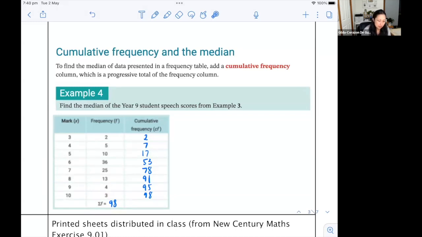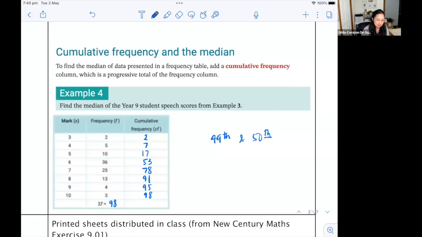So how do you use the cumulative frequency column for you to figure out the median? Well, remember the median is the middle score, right? So if you've got 98 scores, what's half of 98? Half of 90 is 45, half of 8 is 4. So 45 and 4 would give you 49. So we're actually looking for the 49th score and actually the 50th score, but sometimes it doesn't matter anymore. So let's just have a look at the 49th and the 50th score.